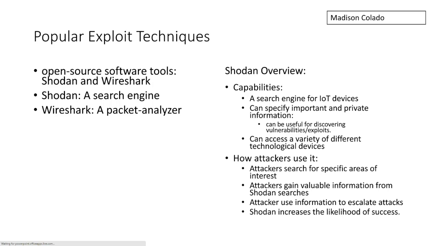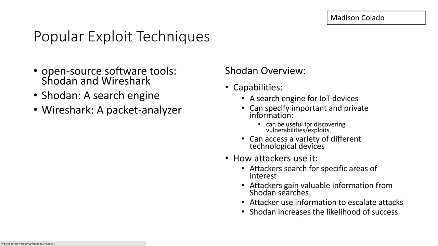Next, I focused on some popular exploit techniques. There are many popular open-source software tools that attackers use to exploit IoT devices. Two of these tools are called Shodan and Wireshark. Shodan is a search engine for internet-connected devices, and Wireshark is a packet analyzer used for network troubleshooting and analysis. Both tools have the capability to do harm to a network.